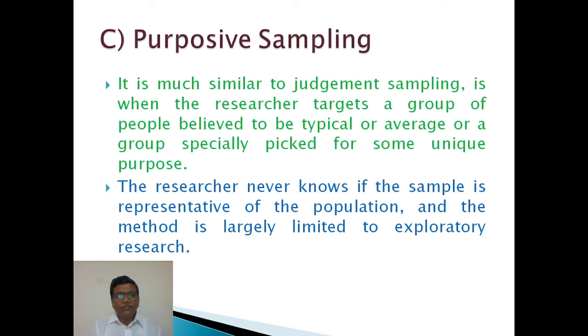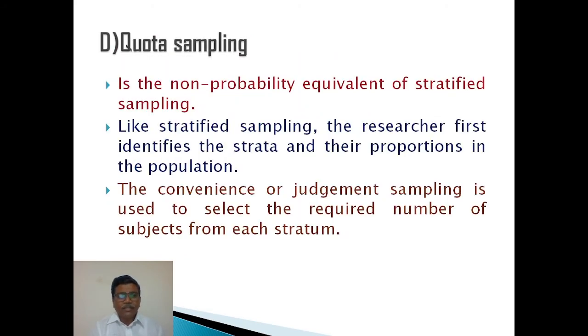Next, purposive sampling. It is much similar to judgment sampling. It is when the researcher targets a group of people believed to be typical or average, or a group specially picked for some unique purposes. The researcher never knows if the sample is representative of the population, and the method is largely limited to exploratory research.